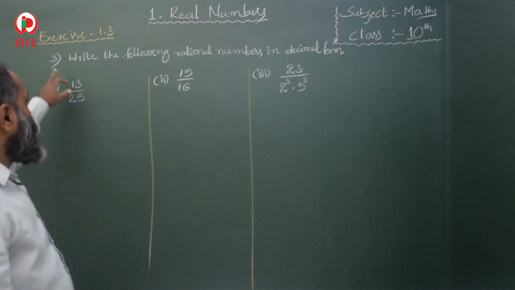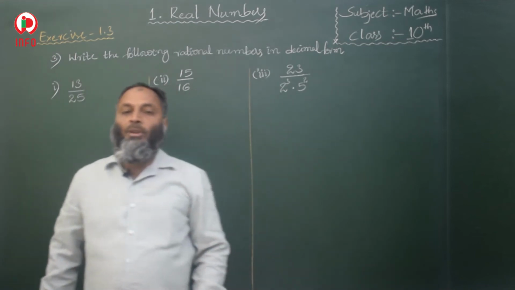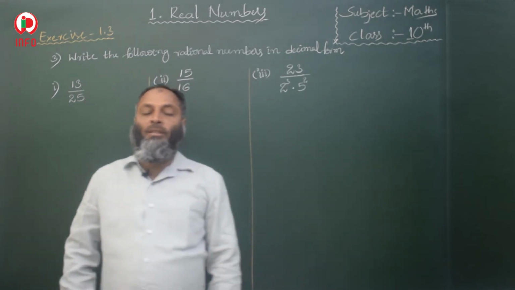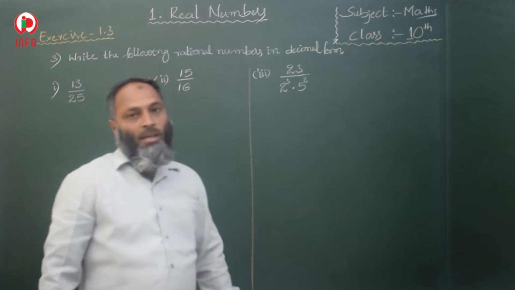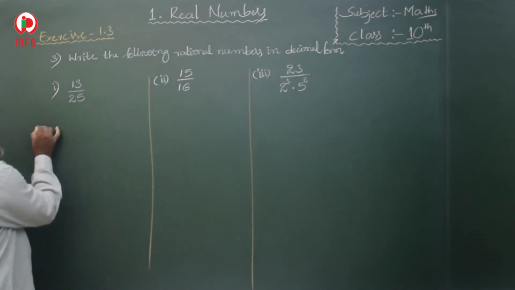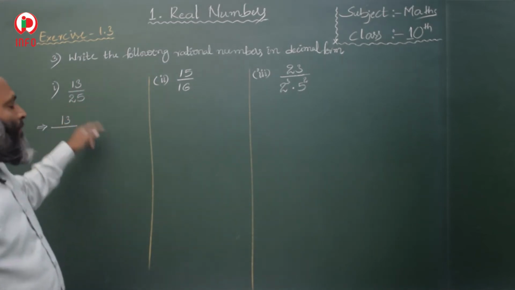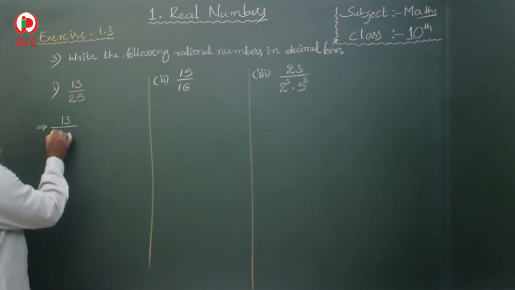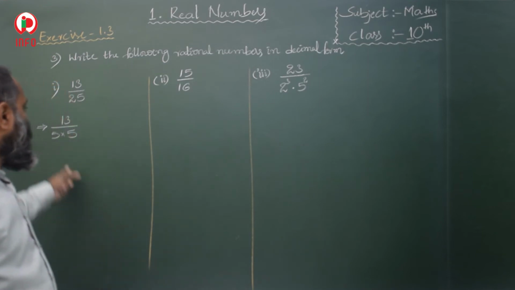Yes, now students, next question. Write the following rational numbers in decimal form using theorem 1.4, which we discussed. On the basis of theorem 1.4, we should write these rational numbers in decimal form. So how to write? It is also very easy. First the numerator we take as it is, and the denominator 25 we write as a product of prime factors. 25 is 5 into 5. 5 5s are 25. Here we have 2 5s.